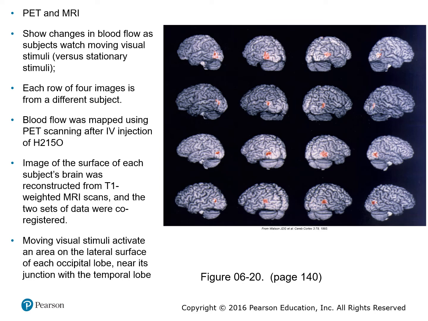Each row of 4 images is from a different subject. Blood flow was mapped using the PET scanning after IV injection of H2 15O. An image of the surface of each subject's brain was reconstructed with T1 weighted MRI scans, and the 2 sets of data were co-registered. So moving visual stimuli activate an area on the lateral surface of each occipital lobe near its junction with the temporal lobe.